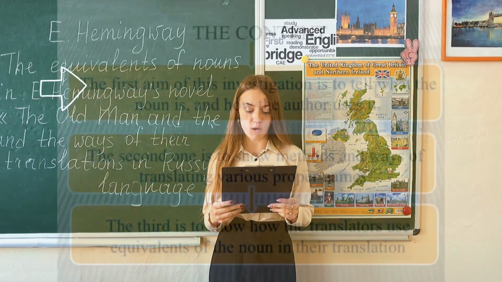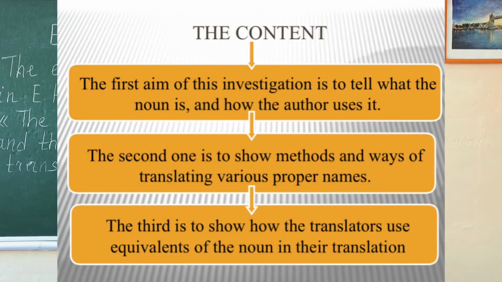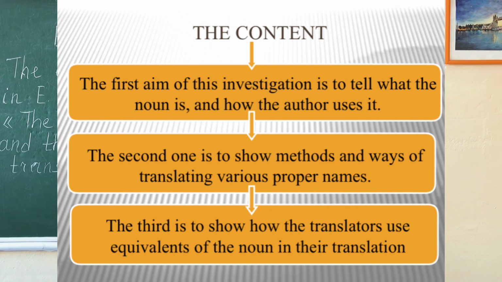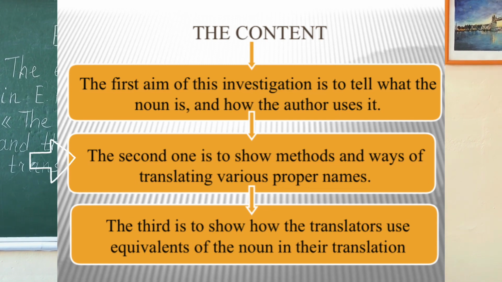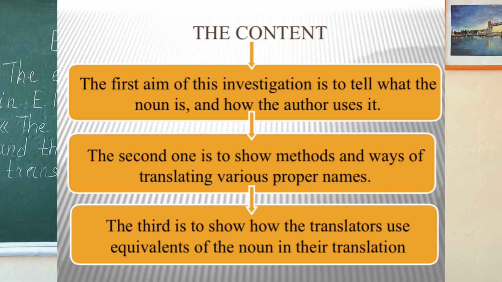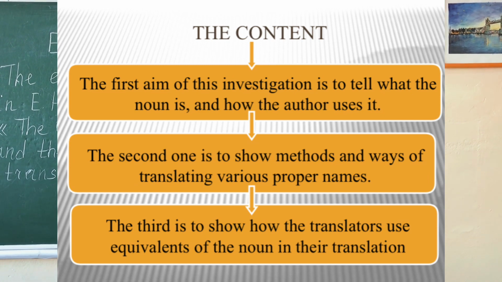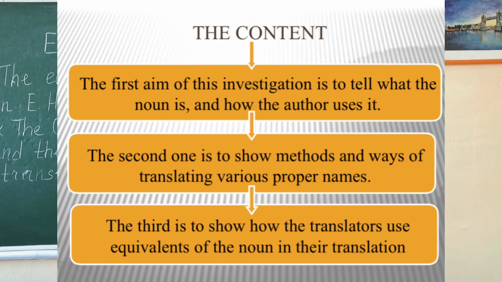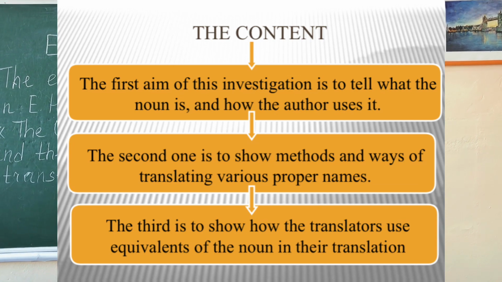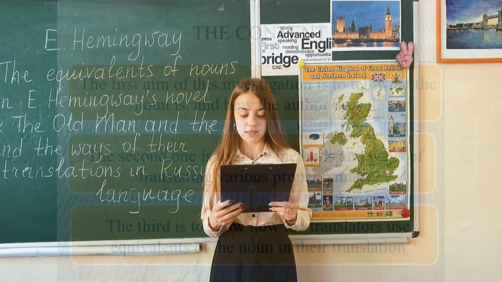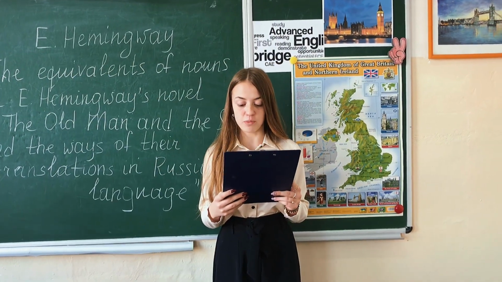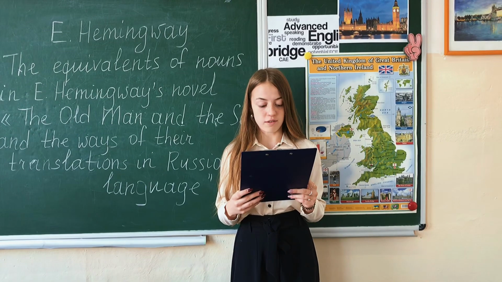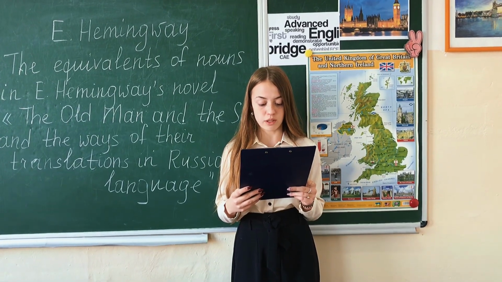The first aim of this investigation is to tell what the noun is and how the authors use it. The second aim is to show methods and ways of translating various proper names. The third aim of the research work is to show how the translators use Russian equivalents of structural models of the noun in the novel of Ernest Hemingway, The Old Man and the Sea. I have chosen this aim because of a superficial translation. The reader cannot see what is written between the lines.